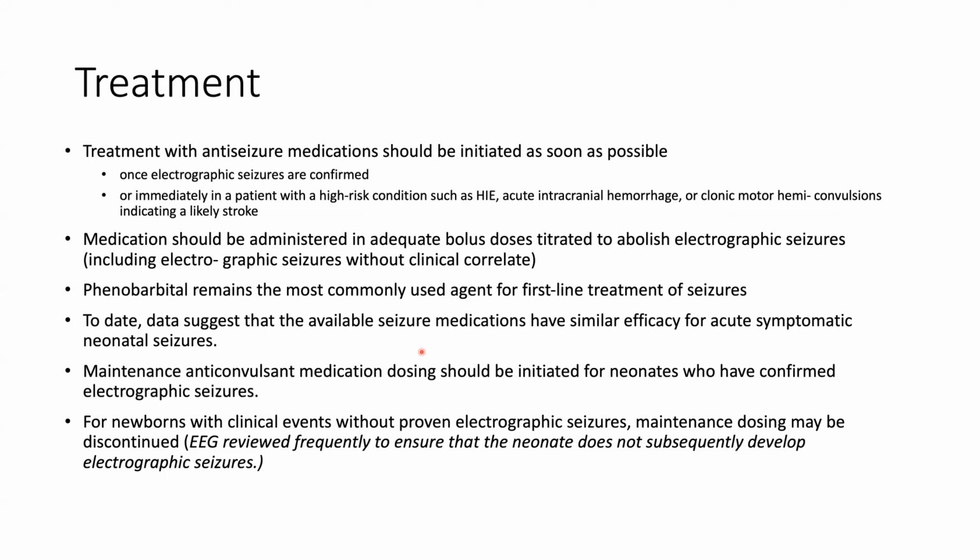If you have a child with HIE, no clinical seizures, find EEG seizures, then give them a bolus of phenobarbital as a first antiepileptic drug. So it is the first and the most commonly used drug for first-line treatment of seizures. To date, data suggests that all medications have a similar efficacy. Not one medication has been proven to be more efficacious than phenobarbital. Hence, good old wisdom continues to exist. Phenobarbital has been recommended even in the latest guidelines for treatment of neonatal seizures, right?